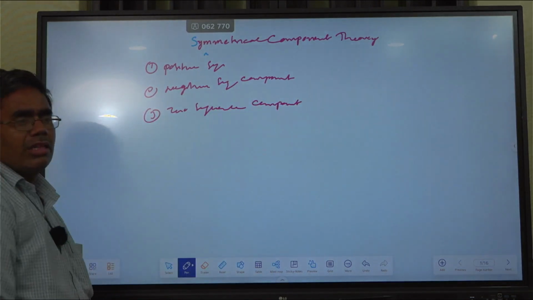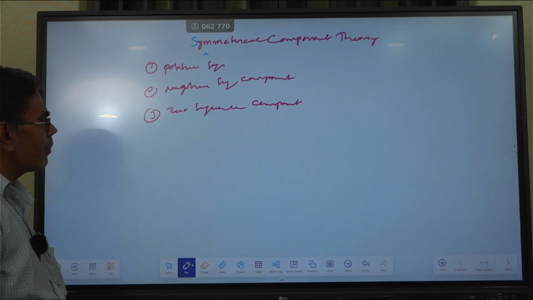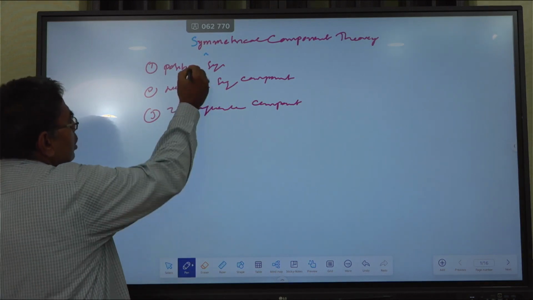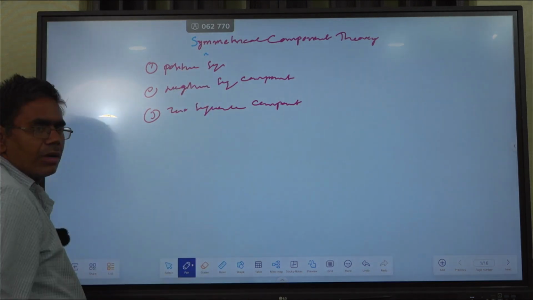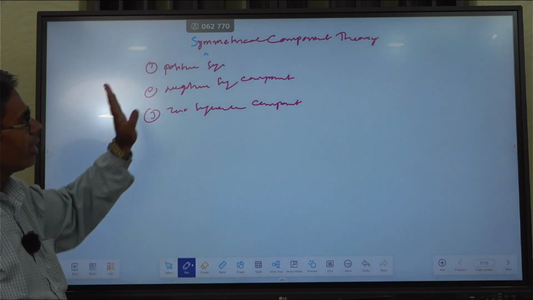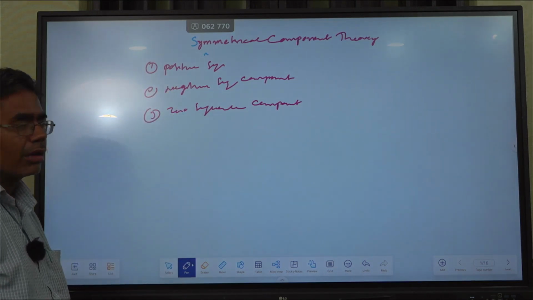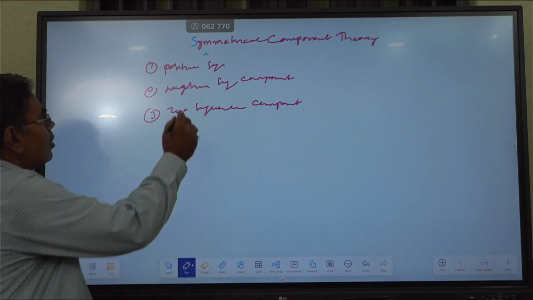Assume that the three vectors are VA, VB, VC, which can be represented in terms of positive, negative, and zero sequence components. The advantages of symmetrical components are that calculations become very simple and the problem is better understood. Next, what is the positive sequence component?